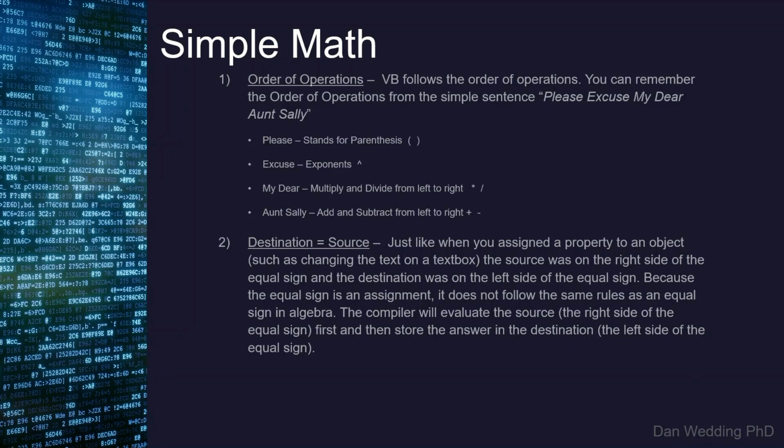Just like when you assigned a property to an object, the source was on the right of the equal sign, and the destination was on the left of the equal sign. Because the equal sign is an assignment, it does not follow the same rules as an equal sign in algebra. The compiler will evaluate the source, the right side of the equal sign, first, and then store the answer in the destination, the left side of the equal sign.